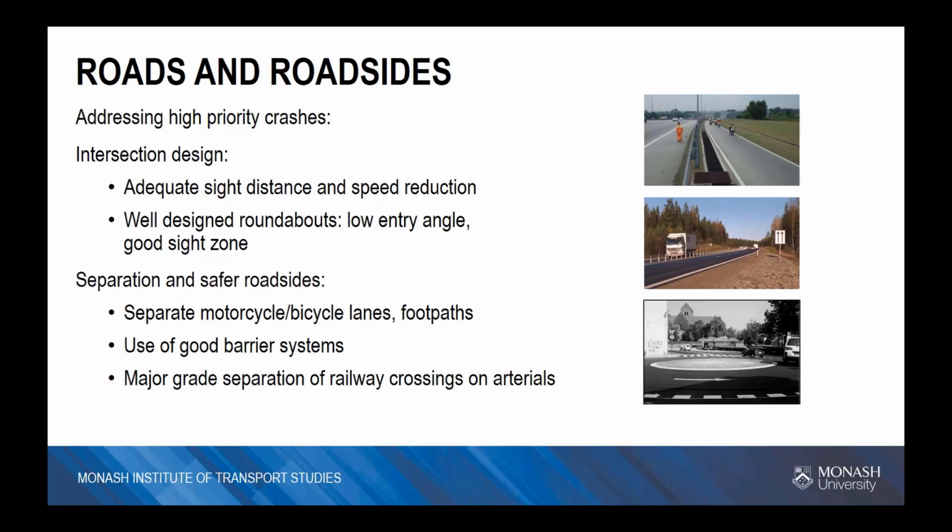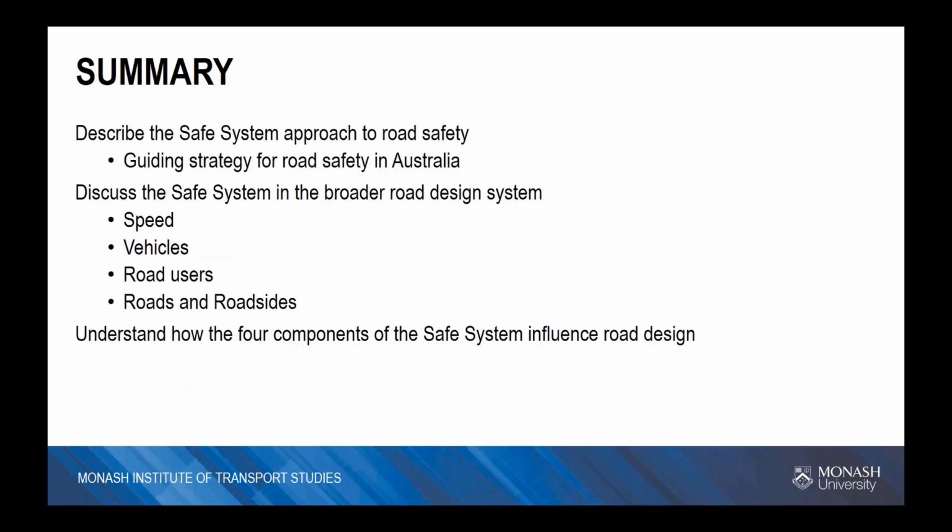And in some of the later topics in this unit, we'll talk about how we can go about addressing high priority crash types, which tend to occur at intersections, and how we can also increase separation between our different road user groups to improve their safety.